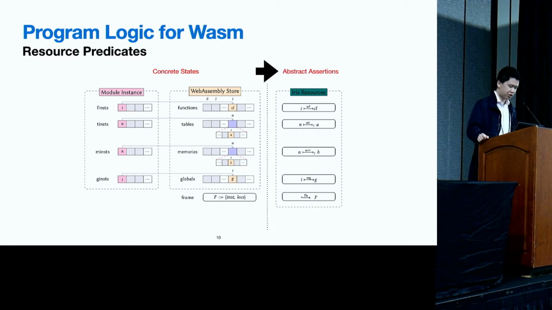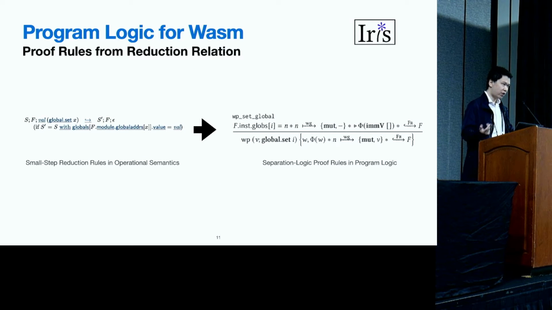For WASM in particular, because the WASM runtime store contains so many different types of objects in general, we defined a series of abstract assertions in Iris for each of the different components of the concrete WASM runtime state. And having defined all of those resource assertions, we can then proceed to build the core part of our program logic, which is the set of proof rules for the language.